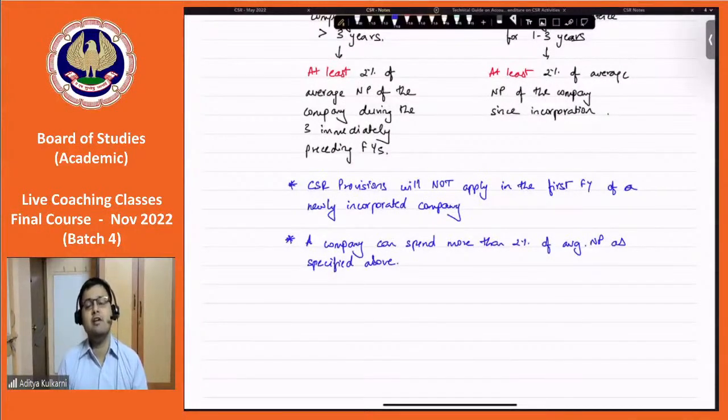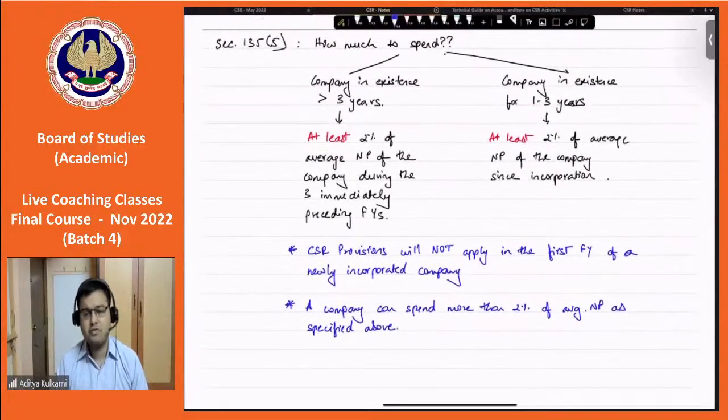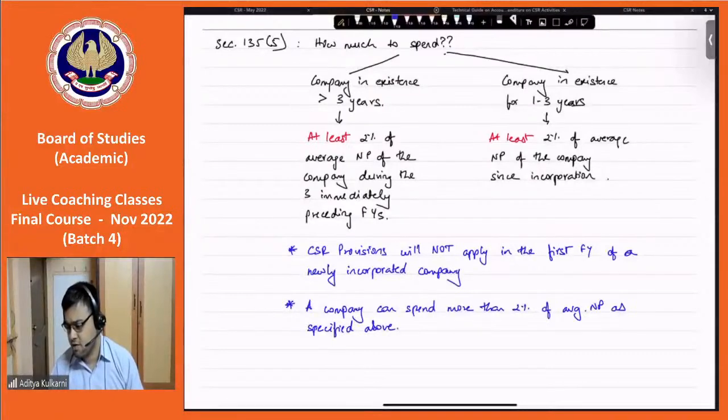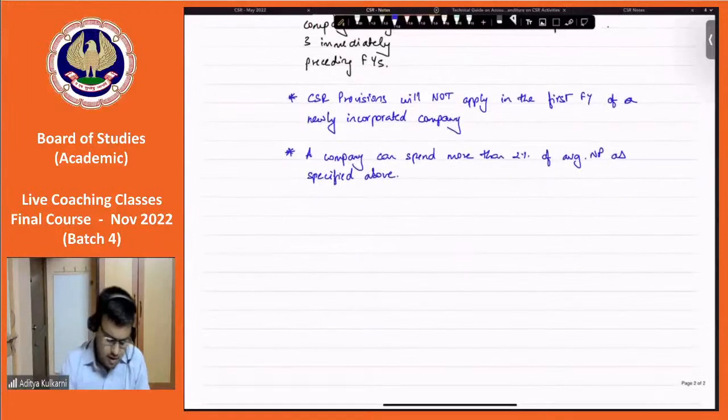Suppose I spent 3% of my average net profit. So I have spent that 1% extra. So can I carry forward that 1% to be set off in the subsequent years? That is the question we will have to answer. We'll see that as a part of our subsequent discussions. Okay, so take note of this and then we shall proceed further. Okay. Done. It is clear. So Srinidhi has confirmed. Now coming to the provisos.